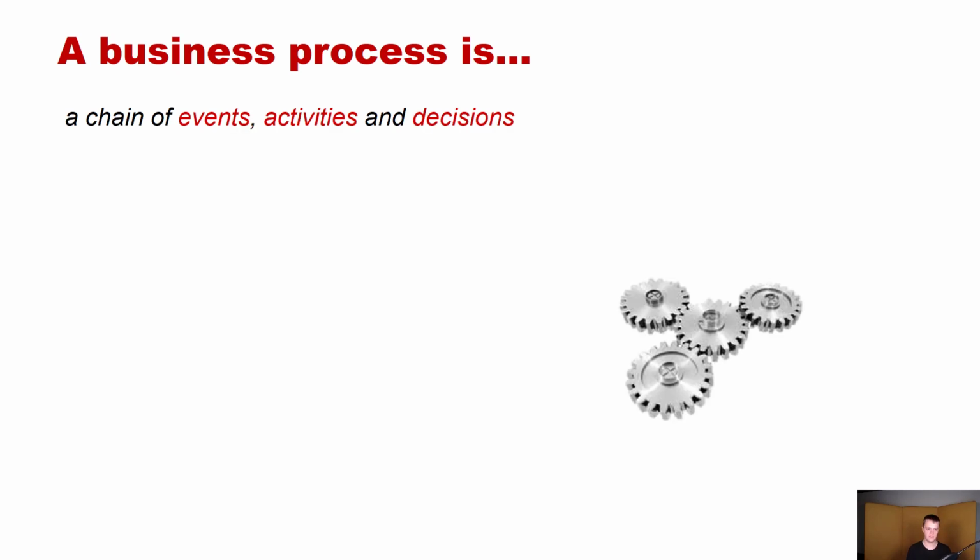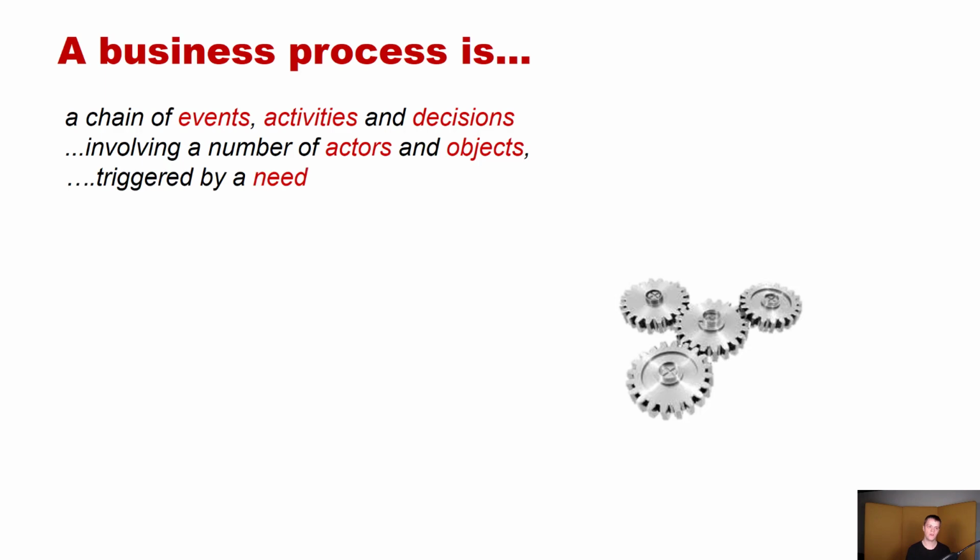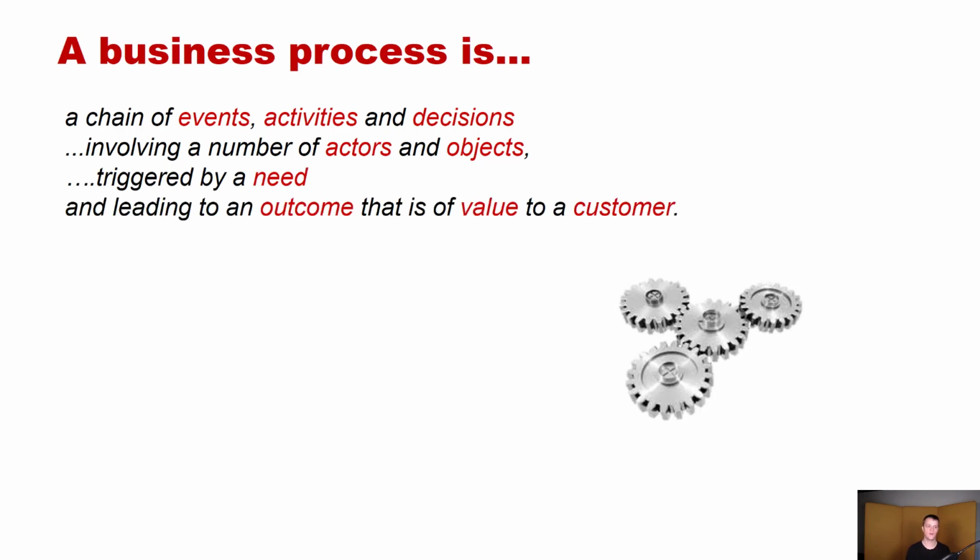So what is a business process? A business process is a chain of events, activities, and decisions involving a number of actors and objects, triggered by a need and leading to an outcome that is of value to a customer. Now you will notice that there is quite a bit of terms that are colored in red on this slide. For example, and those terms are quite important, so let's go over them.